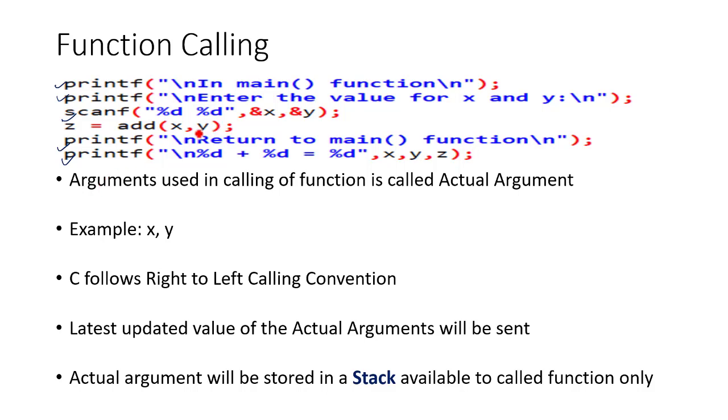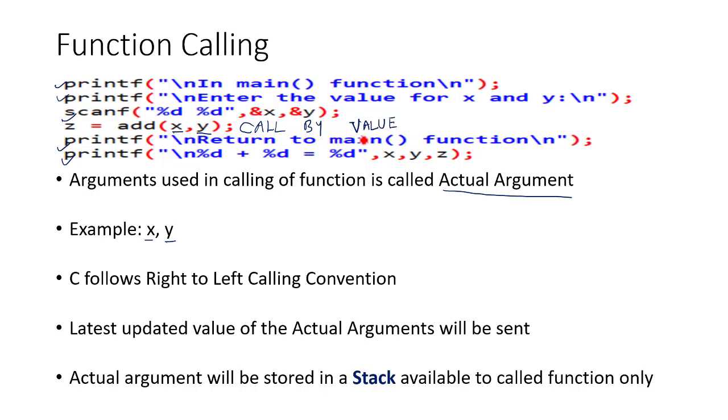Here we can see that we are passing the values of x and y to the add function. This x and y, the actual values we are passing, are called the actual arguments. So in our example, the values of x and y are the actual arguments. And remember one thing, this type of function calling is called call by value. Another kind of calling can be performed, called call by address, which we are going to discuss later when we have covered the pointer part.